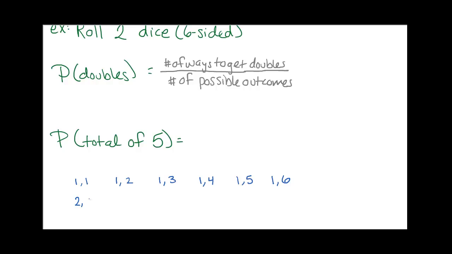Or we could have 2 on the first die, 1 on the second, 2 and 2, 2 and 3, 2 and 4, and so on. So we keep listing these out in this nice systematic fashion. I'm going to make a grid here, and we can use this to help us solve the problem.